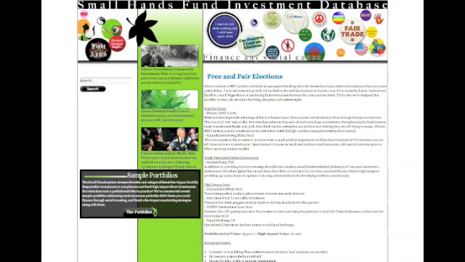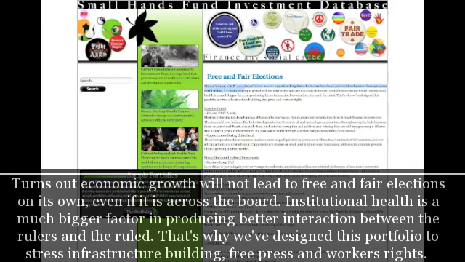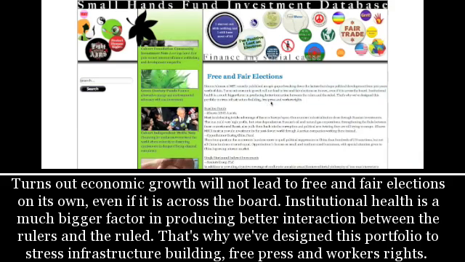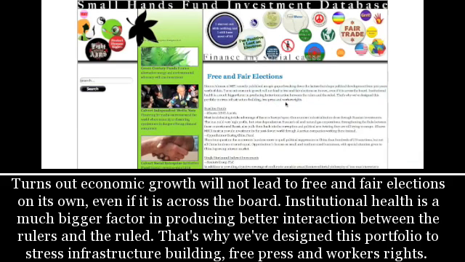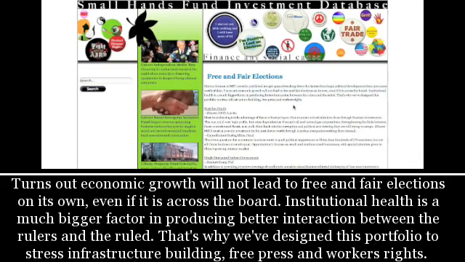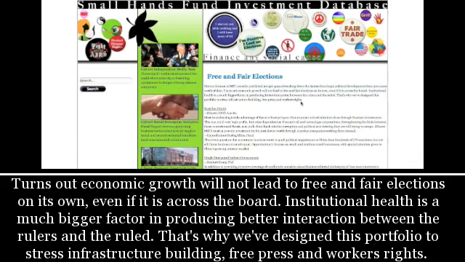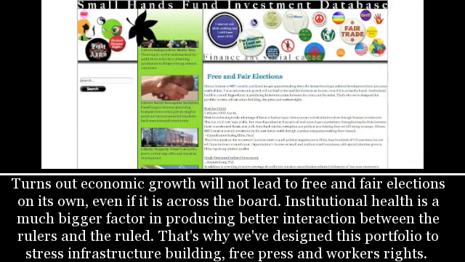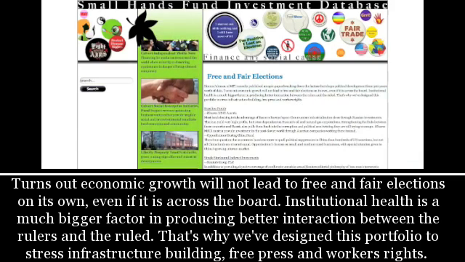The first part of the sample portfolio is an explanation about the values and goals that went into designing it. They can be long or short depending on how complicated the issue is. This one is short. Here we see that the portfolio values free press and workers' rights as essential components in building civil society, along with some general economic development, so investments in this portfolio will look to build up those.